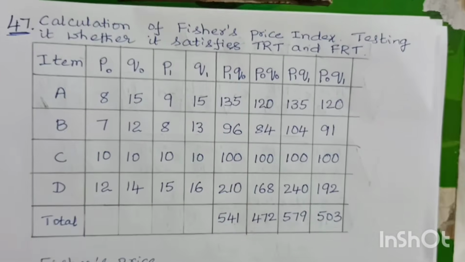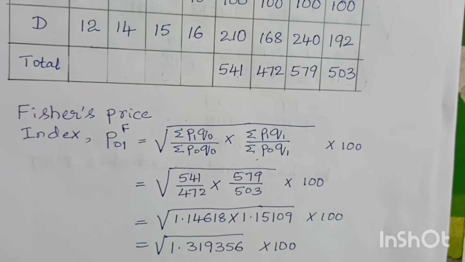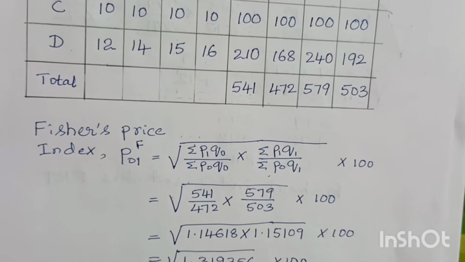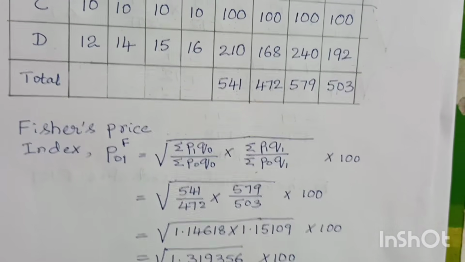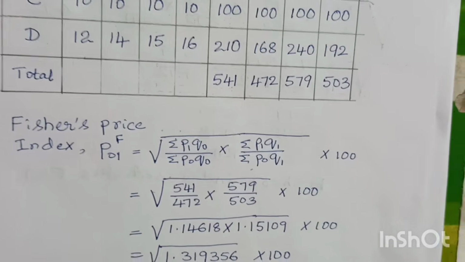Okay, so let us see, write the formula first. Fisher's price index P01F is equal to root of summation P1 Q0 divided by summation P0 Q0 into summation P1 Q1 divided by summation P0 Q1, into 100 outside the root.